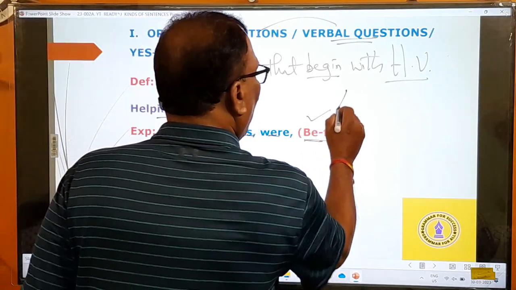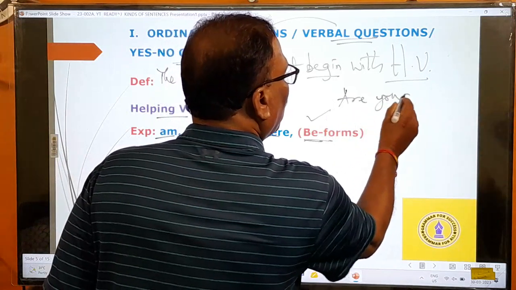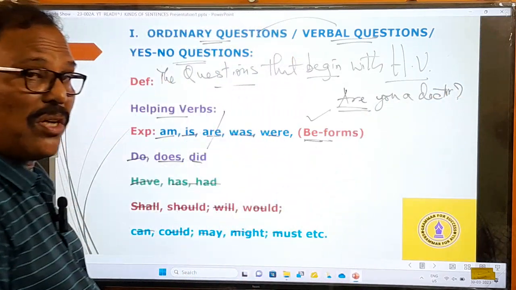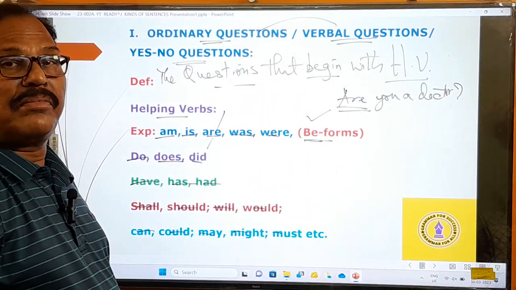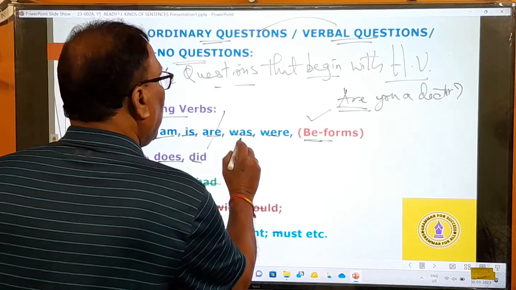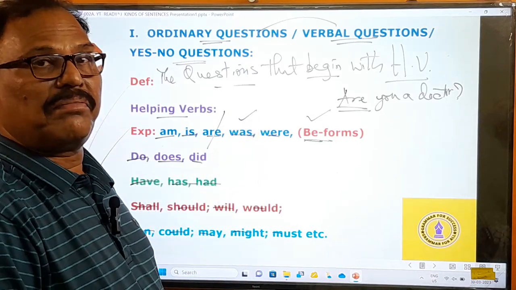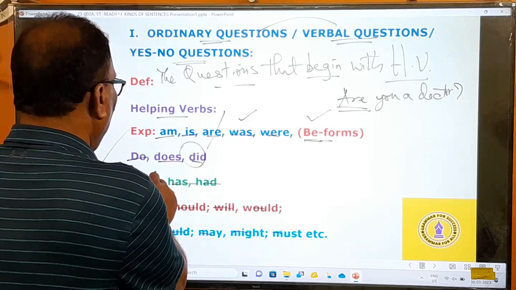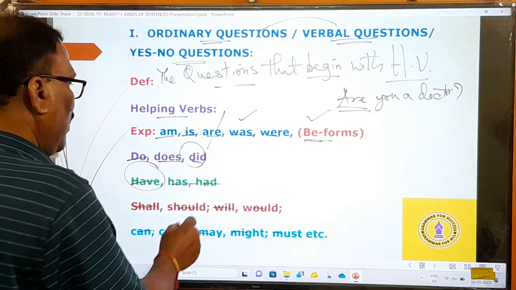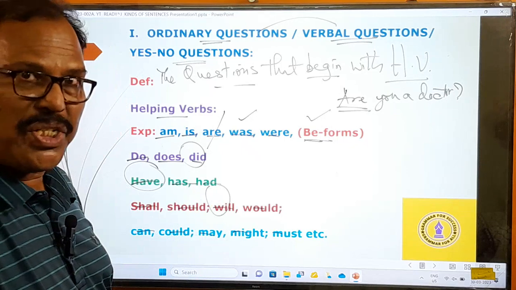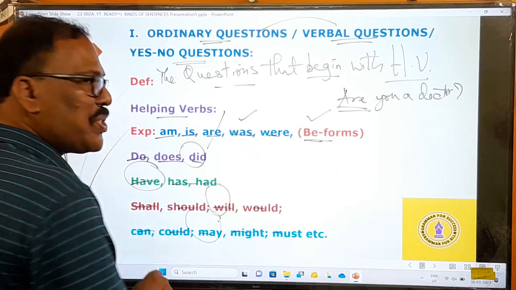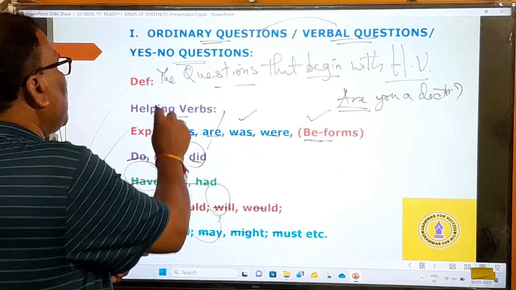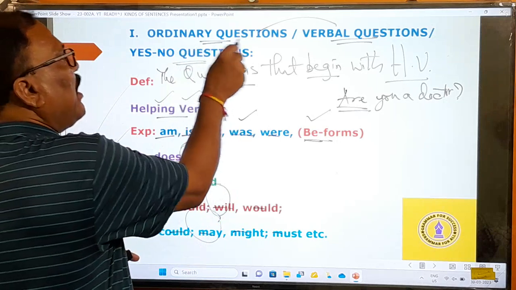So here let me say, are you a doctor? What is the question beginning with? Are. Are you a doctor? Was he selected? Question. Did you do your homework? Question. Have you done your homework? Question. Will you help me in the examination? Question. May I come in, sir? Question. So any question that begins with any one of these helping verbs is called an ordinary question.